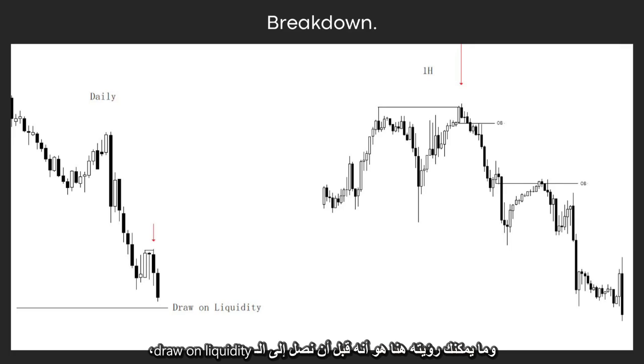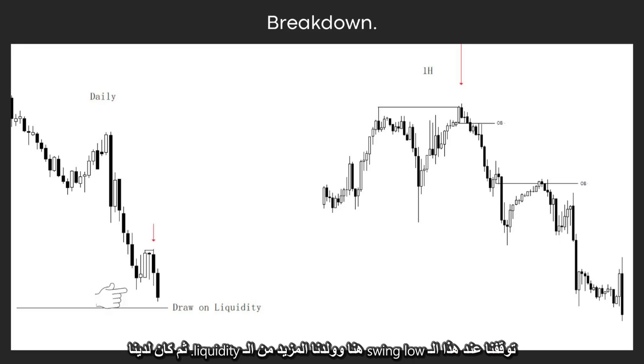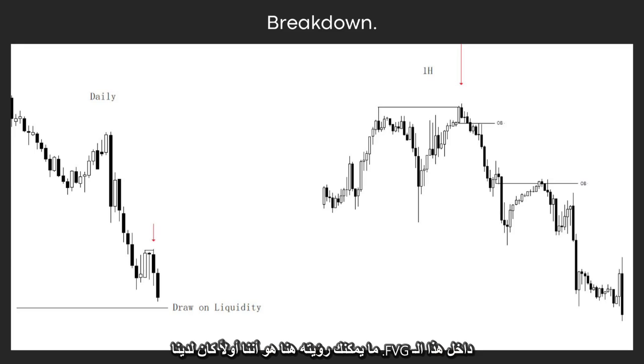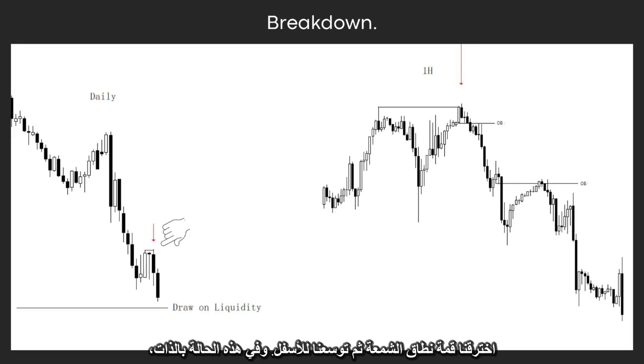And what you can see right here is that just before we reach the drawn liquidity, we stopped and formed this swing low and generated even more liquidity. Then we had this small retracement profile, and with that retracement we formed this candle inside this FVG. We first had an inside bar candle within that daily candle, and then with this down close candle we purged the candle range high, and then we expanded lower.